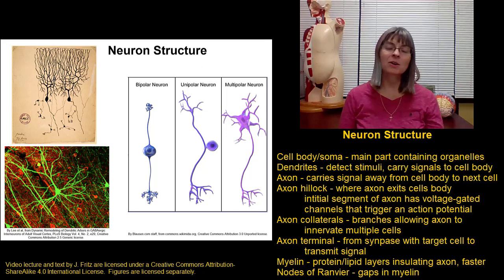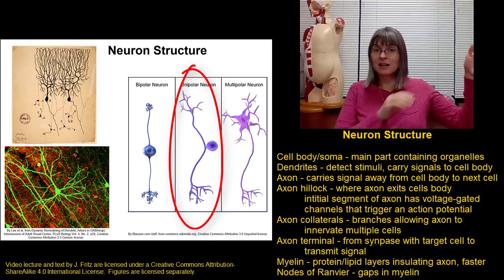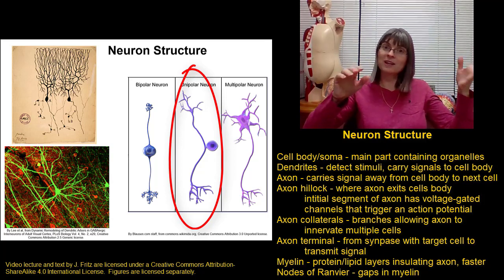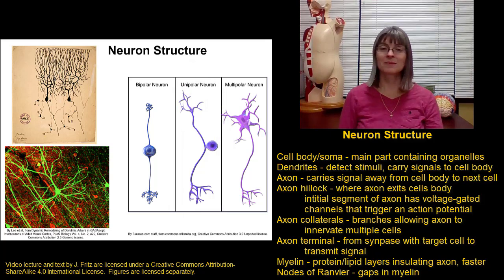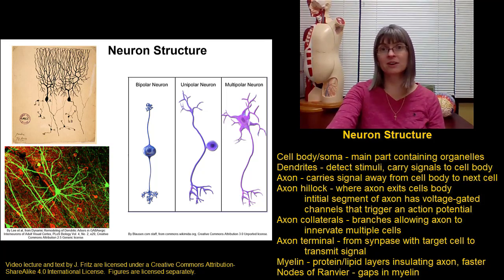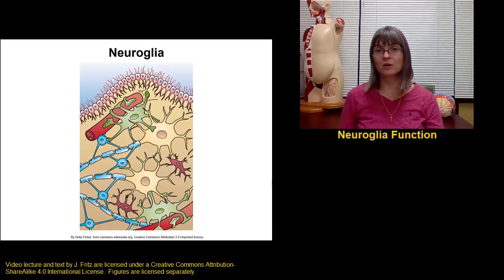And some neurons are unipolar, where the signal never even travels through the cell body. Instead, we have a dendrite that carries the signal directly to the axon that then carries it on to the next neuron. When we talk about the nervous system, we do tend to focus on the neurons as the cells that actually carry the signals, but there are a number of support cells that are important as well, and these are known as the neuroglia, or glia for short.